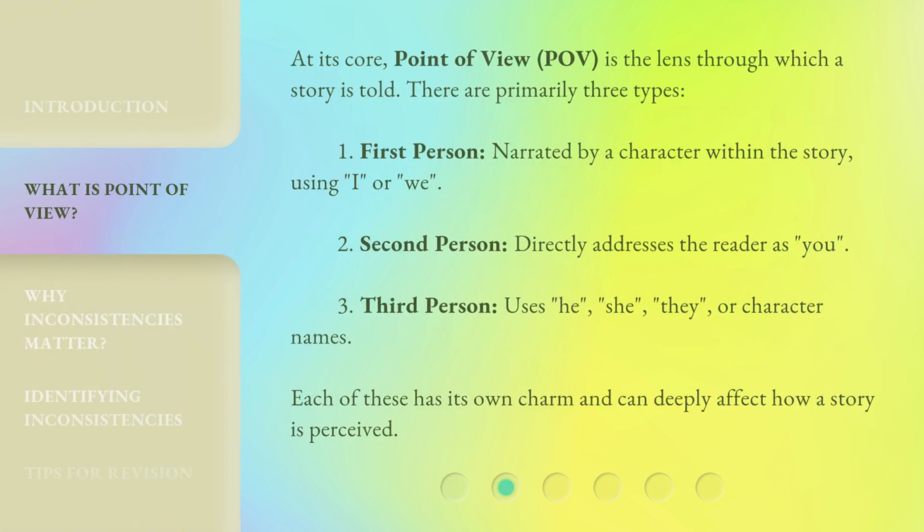At its core, point of view, POV, is the lens through which a story is told. There are primarily three types. 1. First person, narrated by a character within the story, using I or we. 2. Second person, directly addresses the reader as you. 3. Third person, uses he, she, they, or character names. Each of these has its own charm and can deeply affect how a story is perceived.